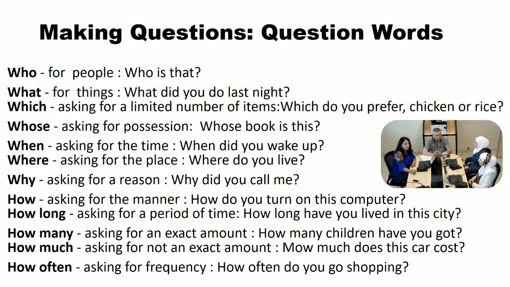How much, asking for not an exact amount. This is for uncountable nouns, actually. How much does this car cost? Here it is for money. We can mention money or not, because it is clear from the verb cost in this example. And I want to add that always after how many and how much, we put the noun which we are asking about. How many children? How many brothers and sisters? How much money do you have?